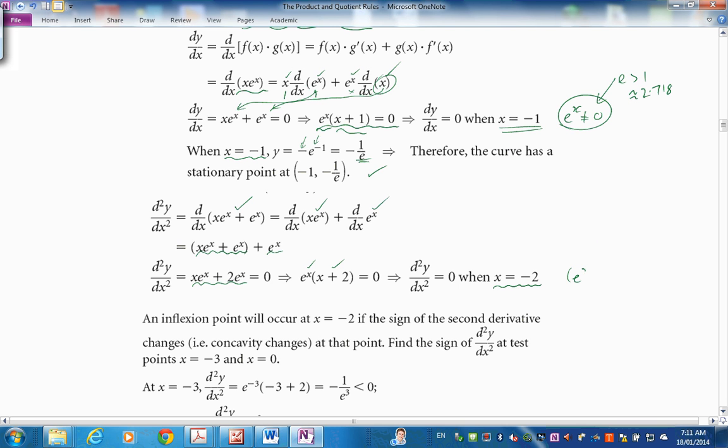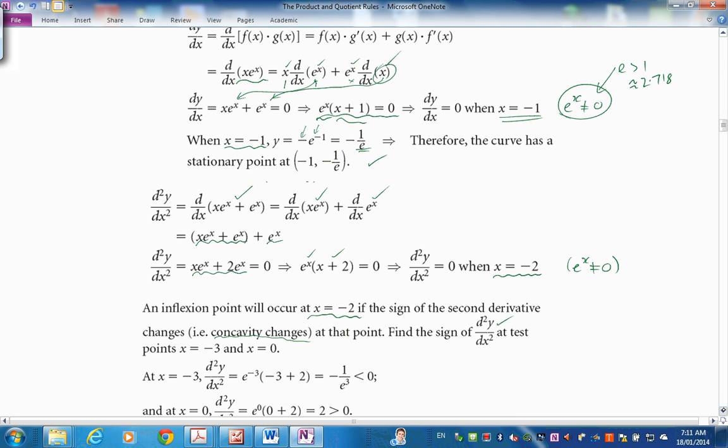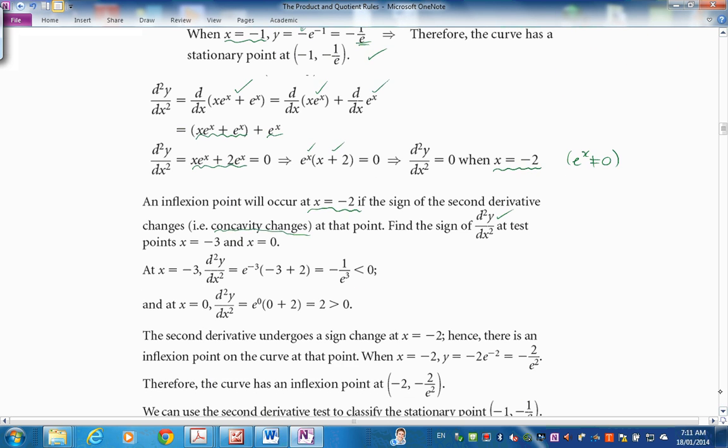Remembering that e to the x cannot be 0. Okay, so an inflection point will occur at x equals negative 2 if the sign changes at that point. So let's look at the sign diagram of d2y by dx squared, at x values of negative 3 and 0.